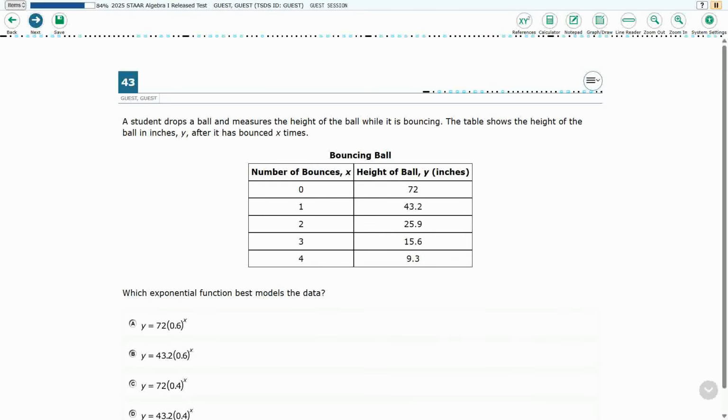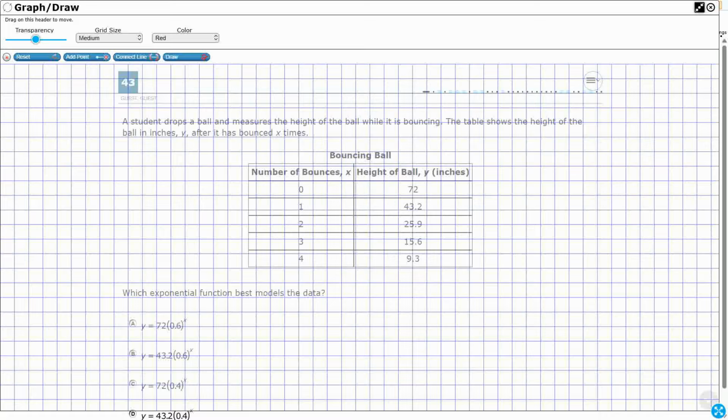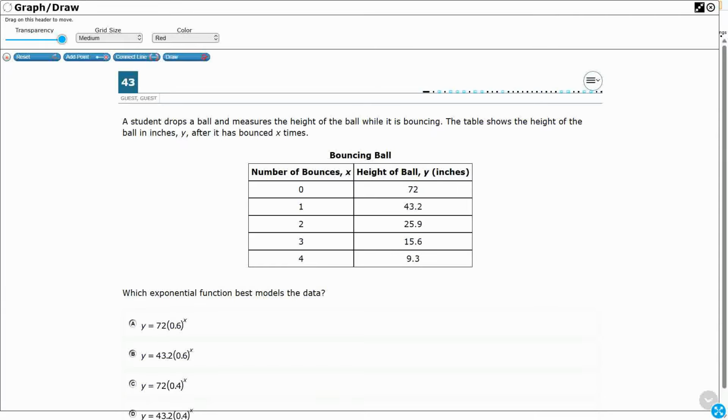Next, for number 43, we are looking at exponential regression. And so this is A.9e. And we have a student dropping a ball. We have a table of values. You notice that as the number of bounces increases, the height decreases. So if we were to graph it, we would get something kind of like this probably. It kind of has a decreasing exponential curve there.